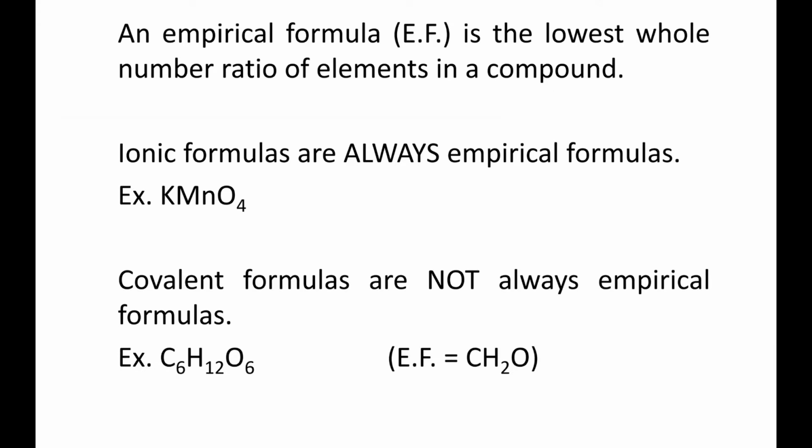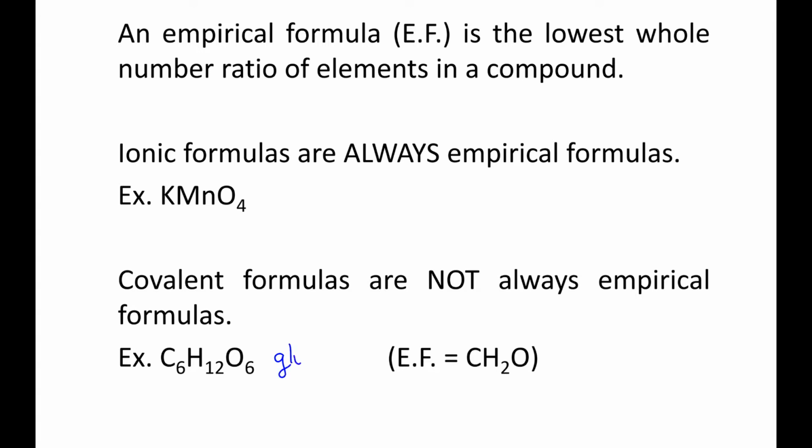Okay, these notes are called empirical formulas. An empirical formula, or EF, which is how I'm going to be abbreviating it throughout these notes, is the lowest whole number ratio of elements in a compound. Now, ionic formulas are always empirical formulas. If you recall, when we were putting the ions together, you always had to make sure that they were in the lowest whole number ratio. So ionic compounds are always empirical formulas. It's the covalent formulas that are not always empirical formulas.